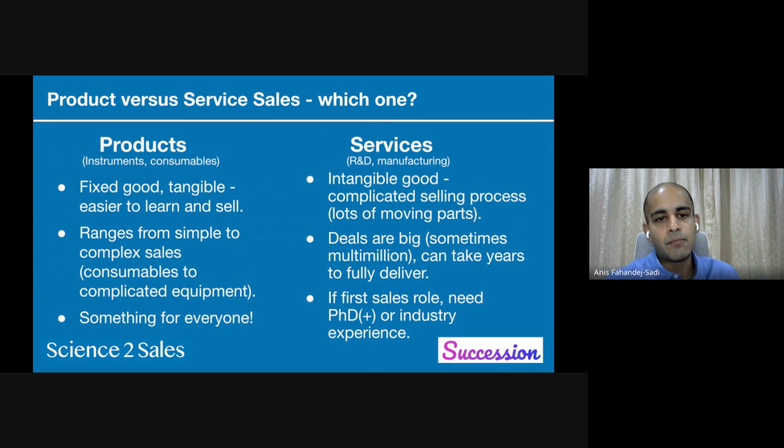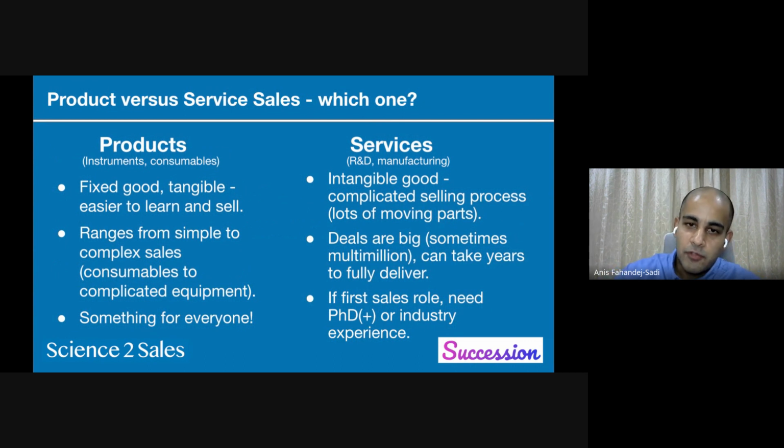Here's how you use it. And this can range from pretty simple transactional sales, like if you're selling columns or resins or cell culture media, like that sort of thing from an account manager standpoint, all the way to big complex instrumentation. So we're talking like aseptic filling robots, bioreactors, even whole factories at some levels. So there's really something for everyone here.